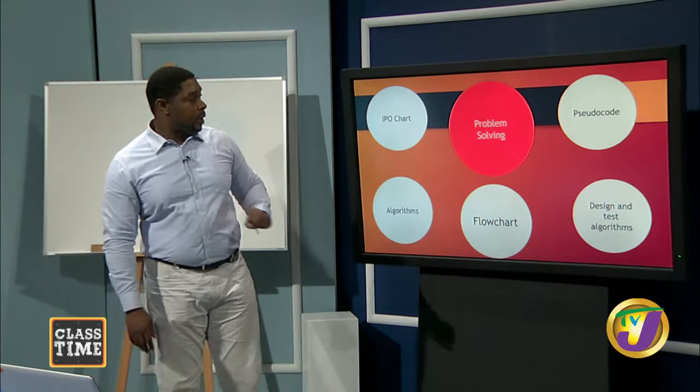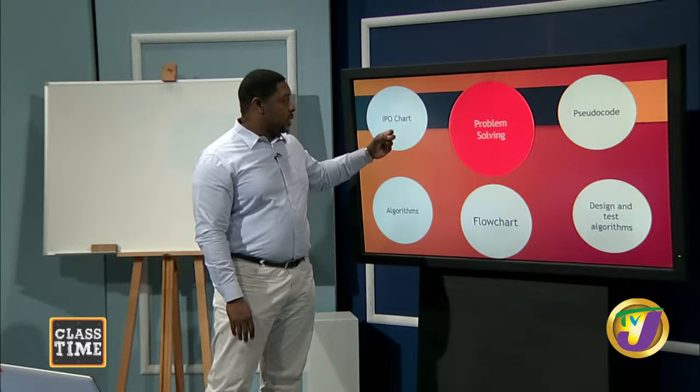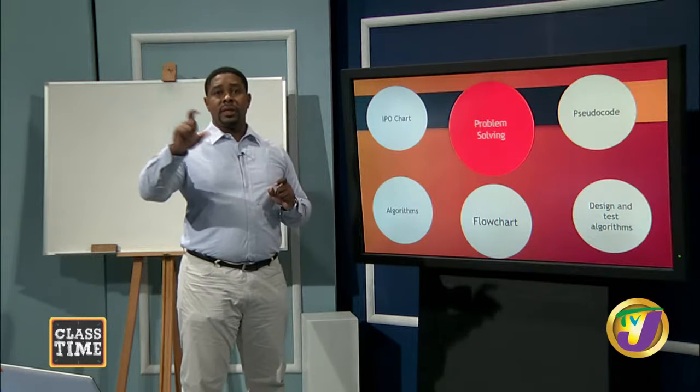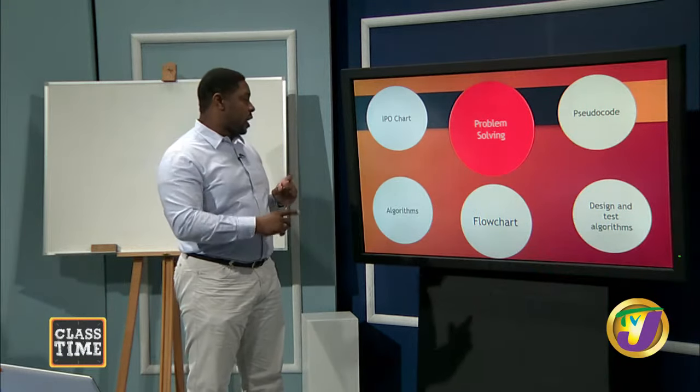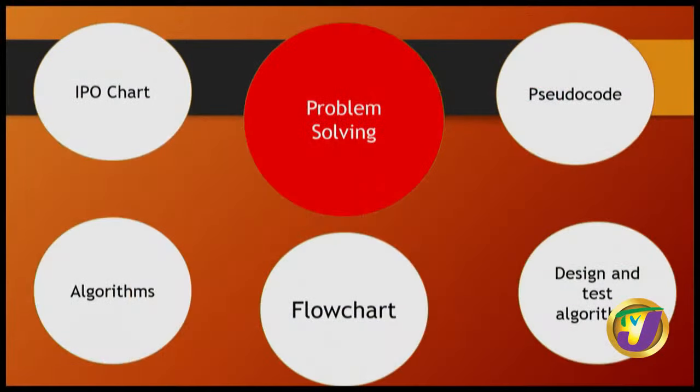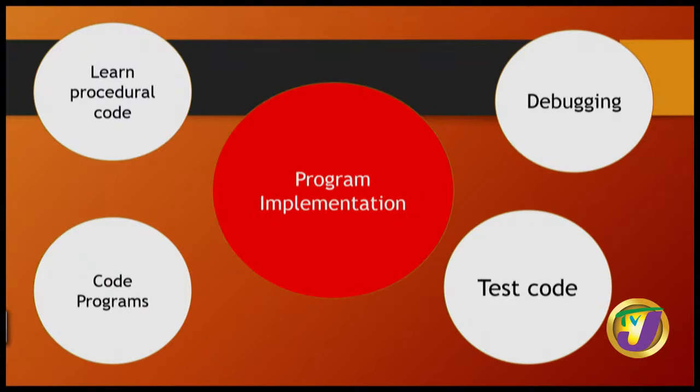Problem solving. We look at breaking down your problems into different sections, IPO charts, and that's what that IPO chart is about. And then after we do the IPO chart, there's algorithms, flow charts, pseudocodes, all ways to represent what a program should look like. And then we have program implementation, and that's where we learn Pascal, and we're able to code programs and debug, test, and all of that.